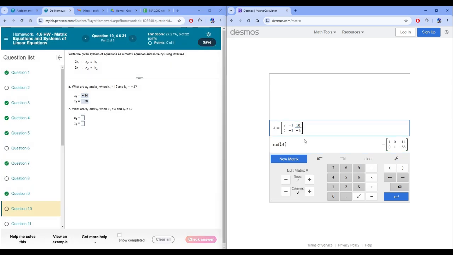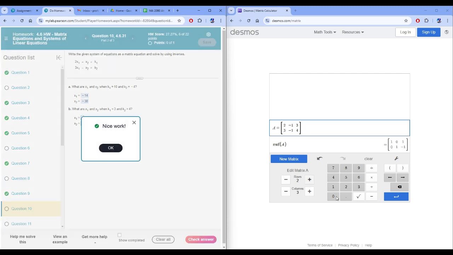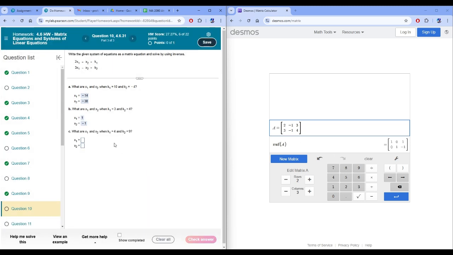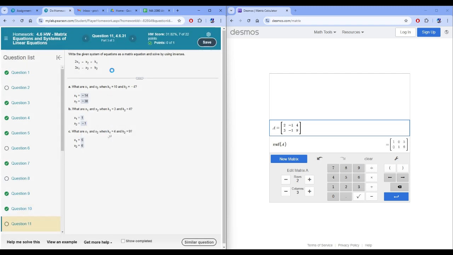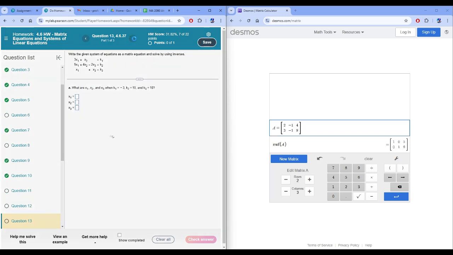So I'm going to do the same exact thing. And now I'm going to change this to 3 and negative 4. So that's going to be 1 and negative 1. And you can see, when you change it in the calculator, it's just going to do everything for you. And then I'm just typing in the numbers, and that's totally fine. So then this one is going to be 4 and 9. And then this one is 5 and 6. Okay, very similar equation, guys. Literally the same exact thing.